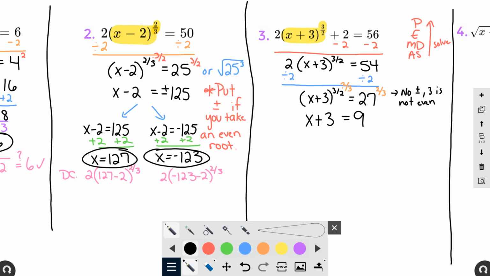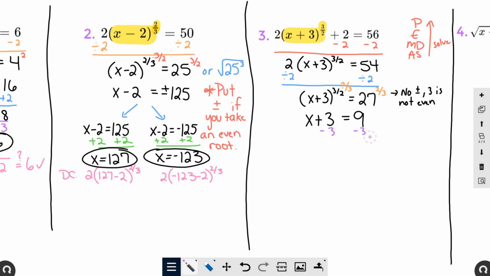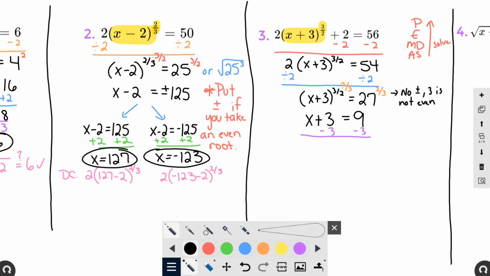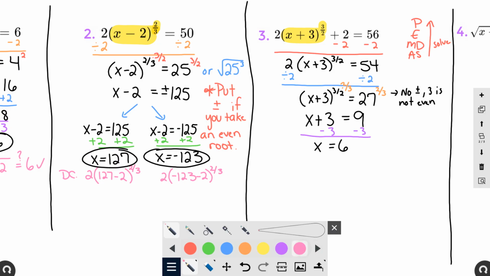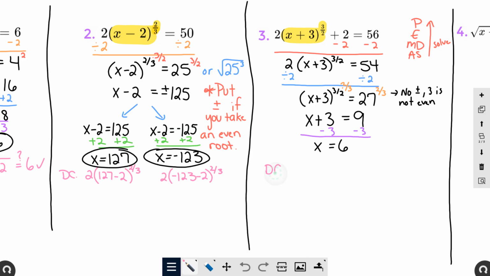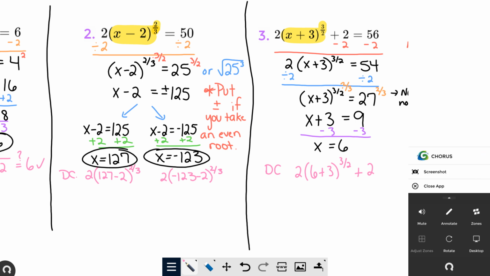So now we've got one more step to solve. What would we do to solve this one? Subtract 3. So 9 minus 3 is 6. And then once we get our answer, we need to double check. So we're going to type it in, and it should equal 56 on the right side. So let's go back to our calculator and type it in.